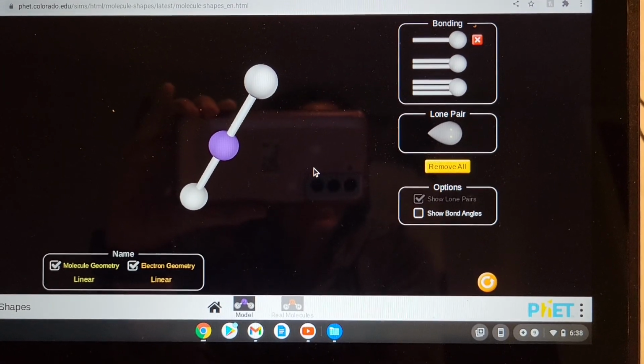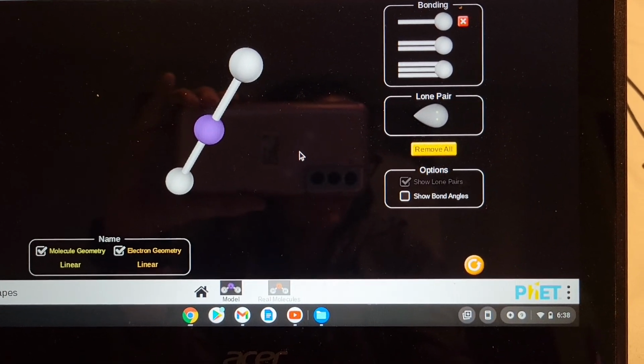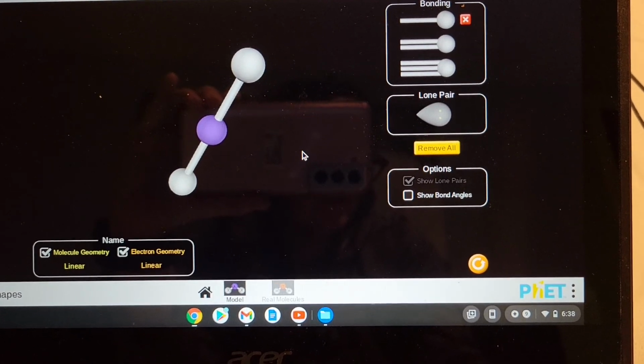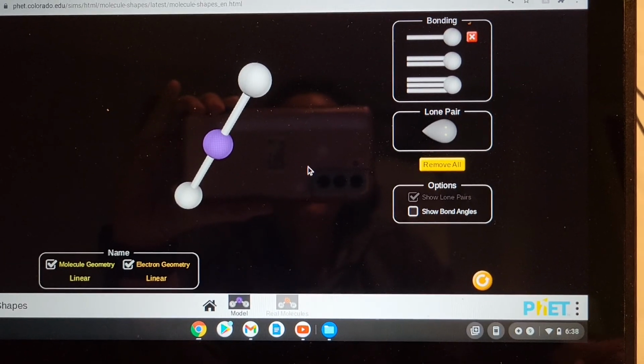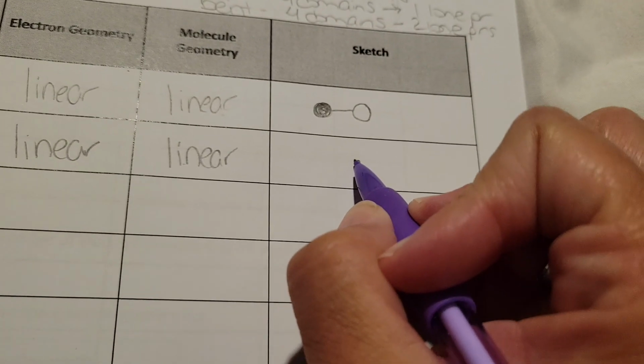So then I'm going to look down in the bottom corner. My electron geometry is linear, so I'm going to record that in the table. My molecular geometry is linear, so I'm going to record that in the table. And then I'm going to go ahead and draw. So linear and linear. Then I have my central atom.